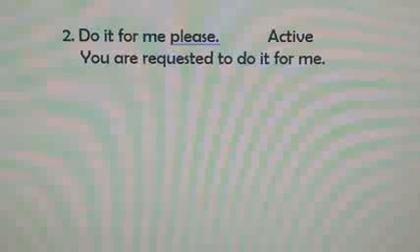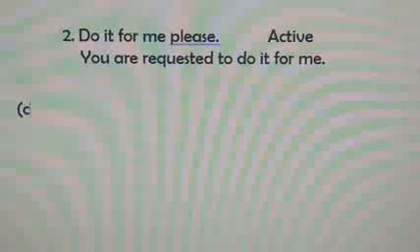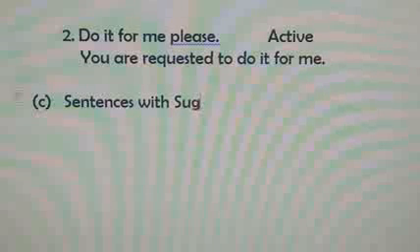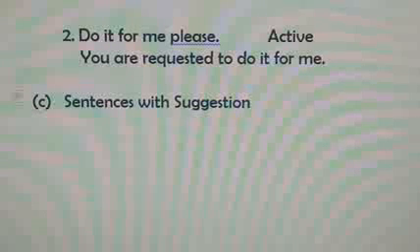Okay, now moving ahead, let me give you the other group, which is sentences with suggestion or advice. Dear children, if the sentence will be in this group, what will be its passive structure? Let's see.